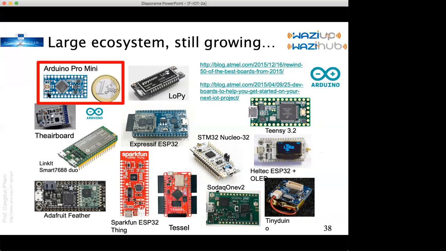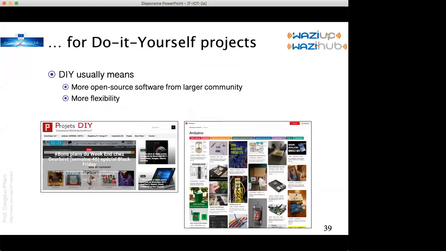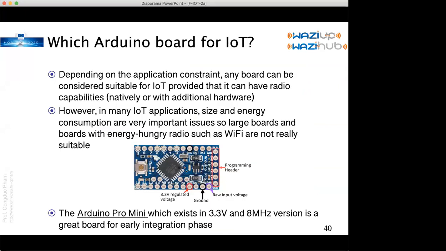And there's one that we really like, the Arduino Pro Mini. It's very small. It costs €1 from a Chinese manufacturer, and it's very versatile. We're using it a lot in our IoT device development. And the whole Arduino community managed to empower a whole do-it-yourself community of makers. Maybe some of you are aware of this, and maybe some of you are already makers yourselves, so you probably know about it. So, which Arduino board for IoT?